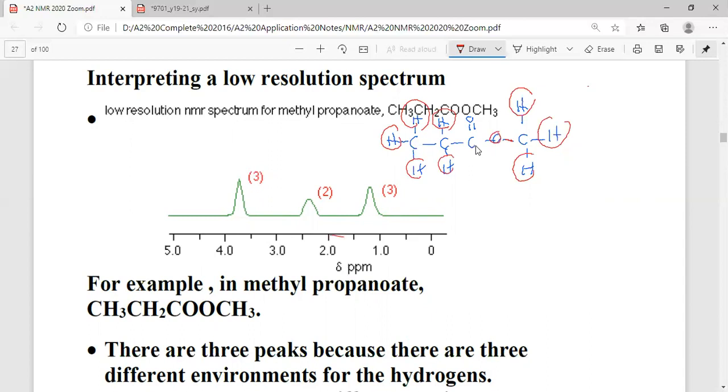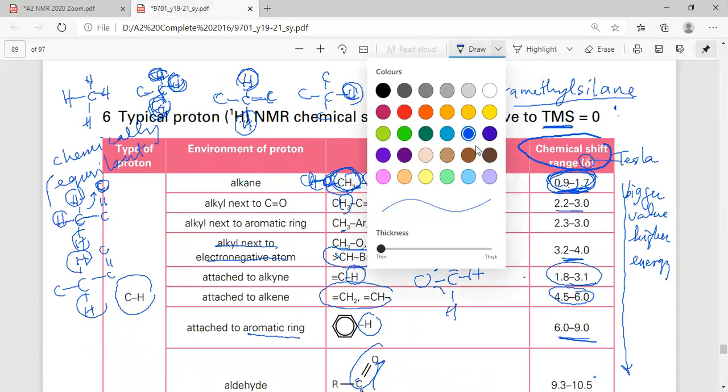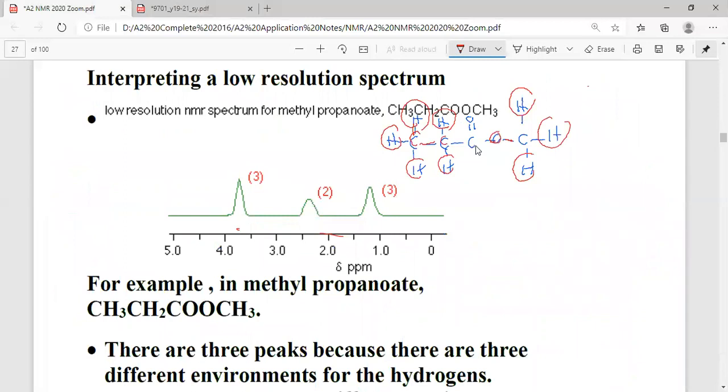So there are three types here. So which is which? Of course, remember this hydrogen is on a carbon, then carbon to oxygen. So of course this one will be about 0.9 to 1.7. I put red here, so it's a bit different. This one. So that's why.